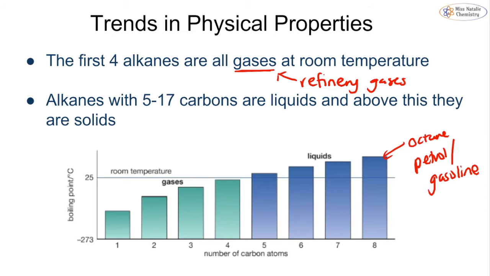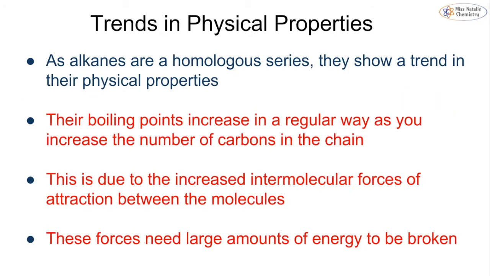So that's the trend that we see, that as we increase the number of carbons, we get an increase in our melting point. And this increase in the melting point is due to increased intermolecular forces of attraction between the molecules. Now, you don't need to know what these forces of attraction are, that is A level, but you simply need to know that they exist, and as the molecule gets bigger, they become stronger. And because they become stronger, they require large amounts of energy to be broken, meaning we have an increase in the boiling points. And that's the trend that we see in this homologous series.